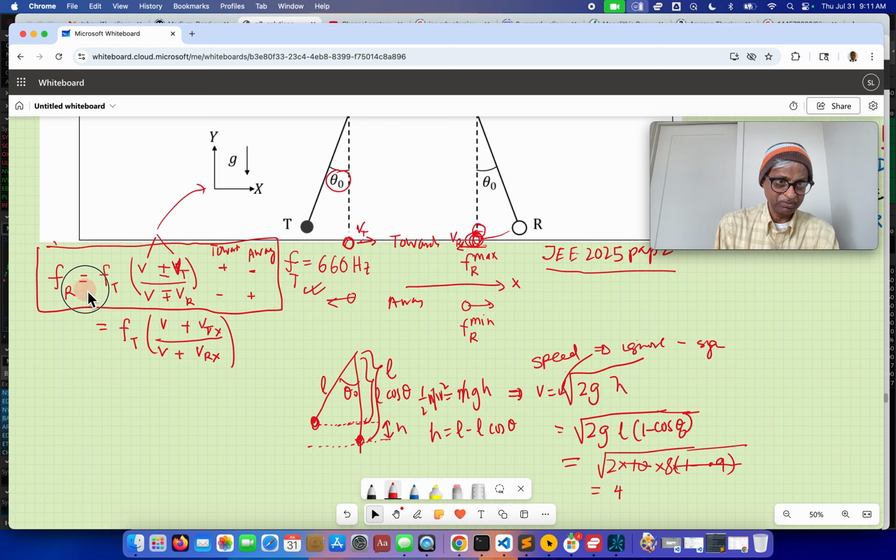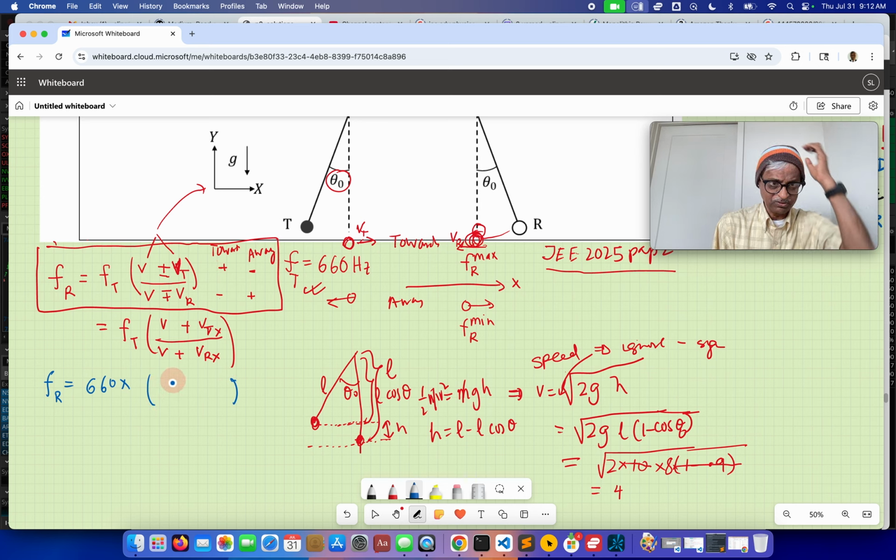So this formula becomes simply, F receiver will see 660 times, with the plus and minus combo, 330 plus 4 over 330 minus 4, and so this is max.